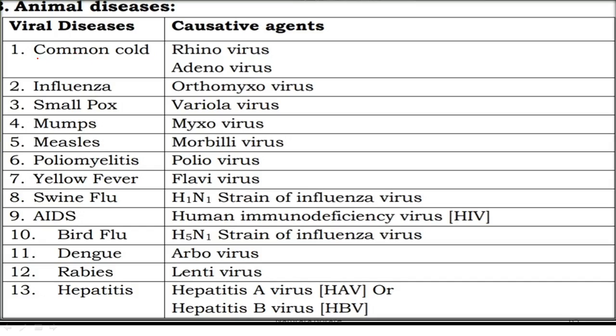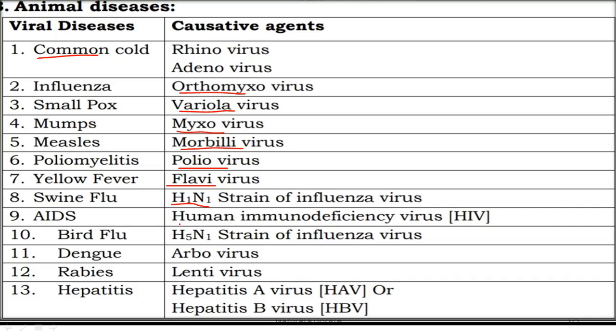The first one is the common cold. It is caused by the rhinovirus or the adenovirus. Influenza is caused by the orthomyxovirus. Smallpox is caused by the variola virus. Mumps is caused by the myxovirus. Measles is caused by the morbillivirus. Poliomyelitis is caused by the poliovirus. Yellow fever is caused by the flavivirus. Swine flu is caused by the H1N1 virus.